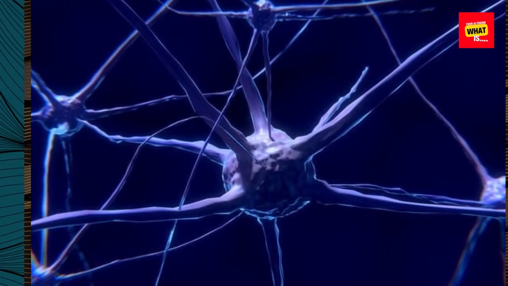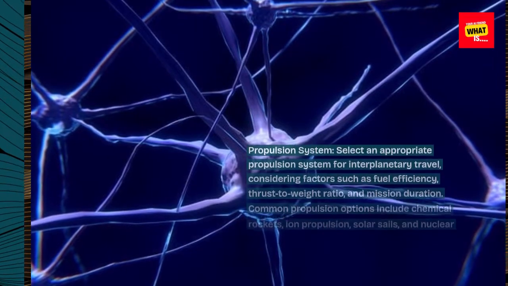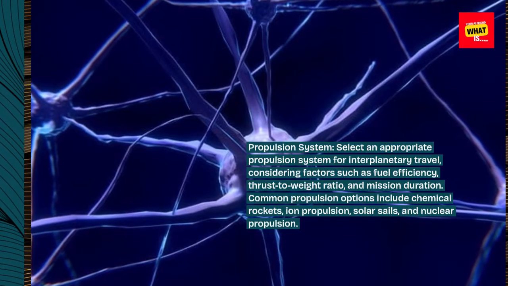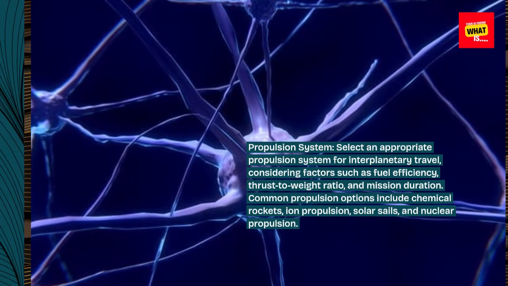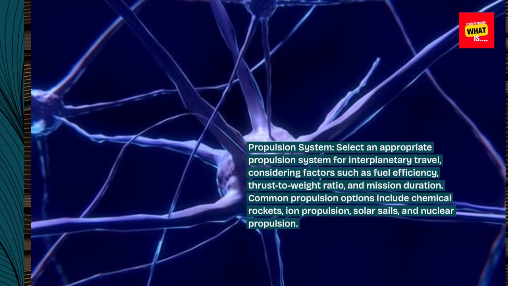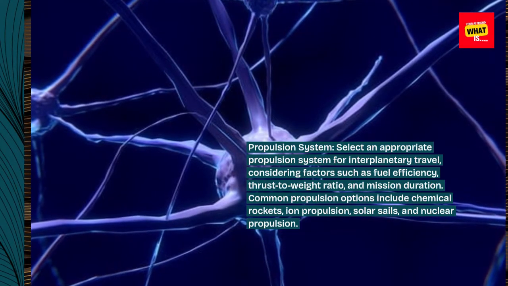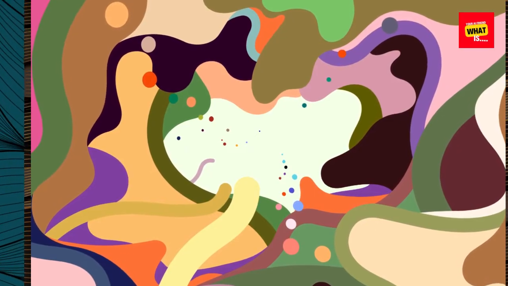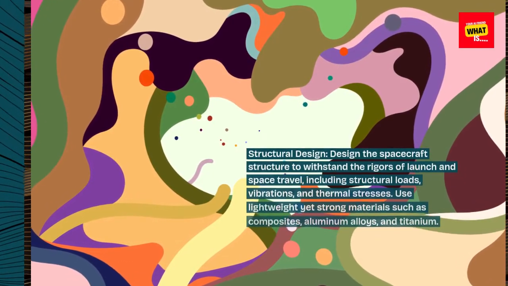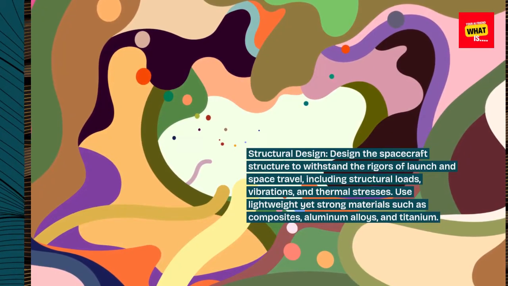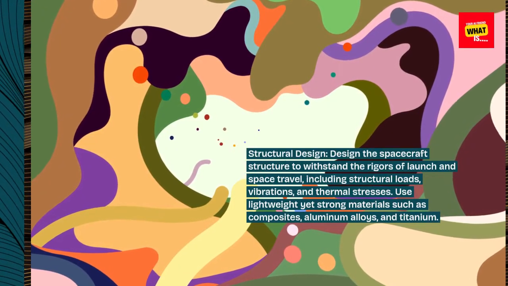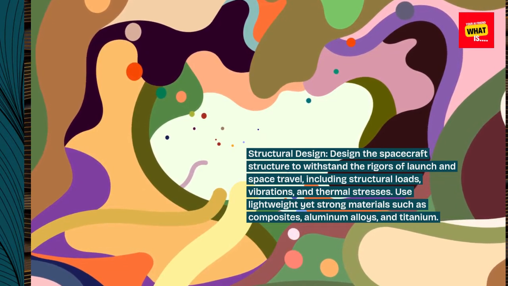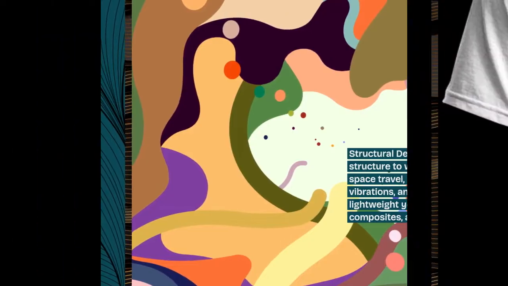Propulsion system. Select an appropriate propulsion system for interplanetary travel, considering factors such as fuel efficiency, thrust-to-weight ratio, and mission duration. Common propulsion options include chemical rockets, ion propulsion, solar sails, and nuclear propulsion. Structural design. Design the spacecraft structure to withstand the rigors of launch and space travel, including structural loads, vibrations, and thermal stresses. Use lightweight yet strong materials such as composites, aluminum alloys, and titanium.